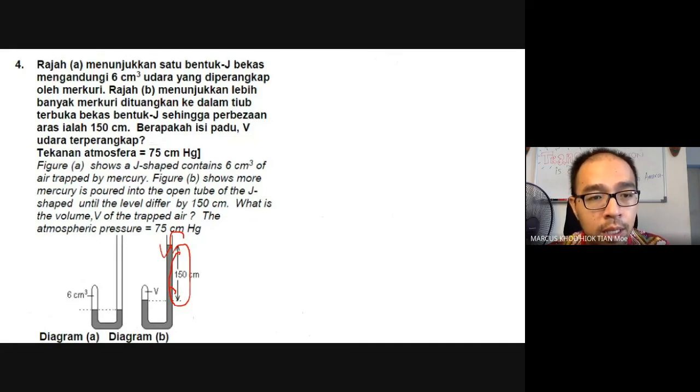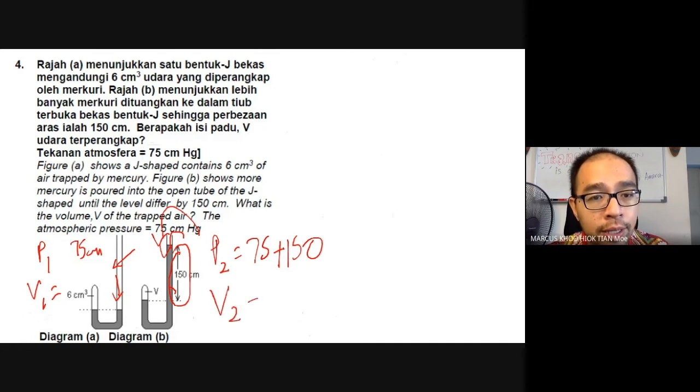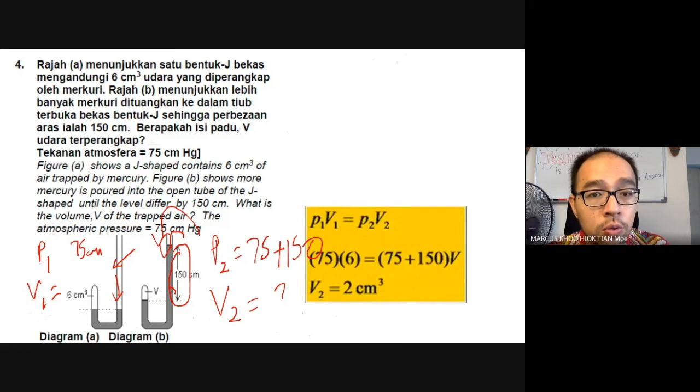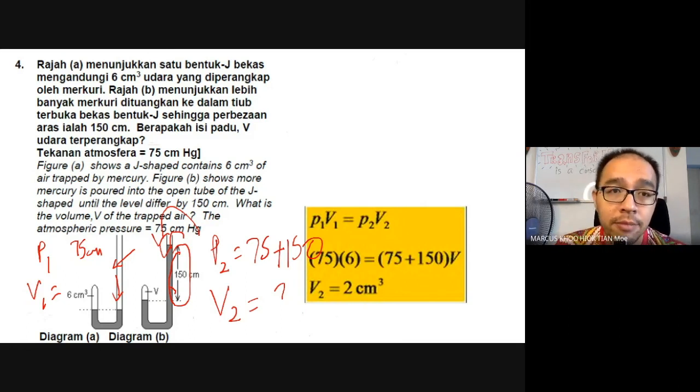So let's consider this. When it is balanced like this, that means only the atmospheric pressure is acting on this side. So that is P1. But because we add another 150 over here, you're going to have the 75 centimeter from atmospheric pressure added together with the 150 from the mercury. So the second one is 75 plus 150. In this first situation, the volume is 6 cm³. So you can use Boyle's law to find the second situation, which you will get as 2 cm³.